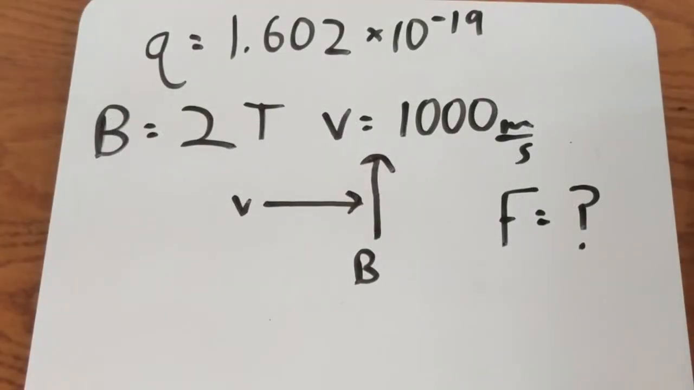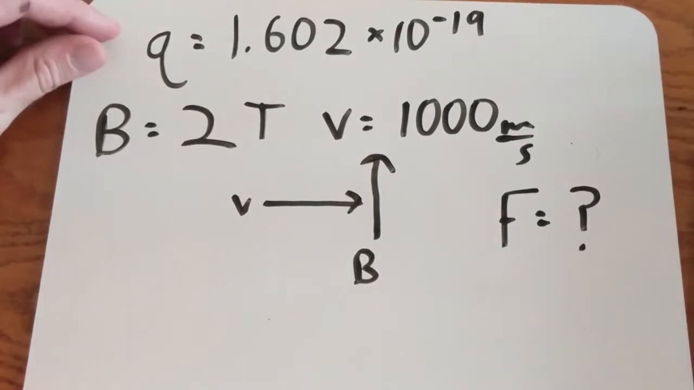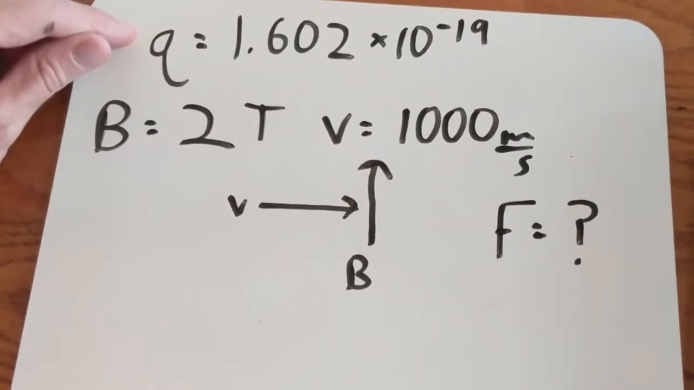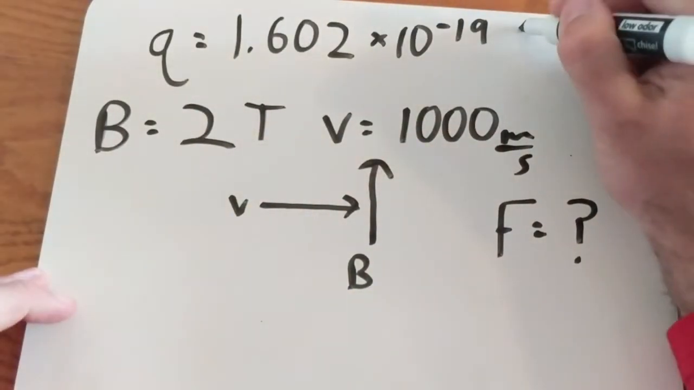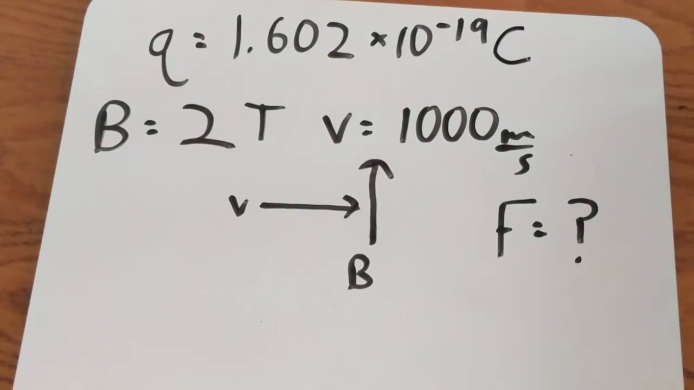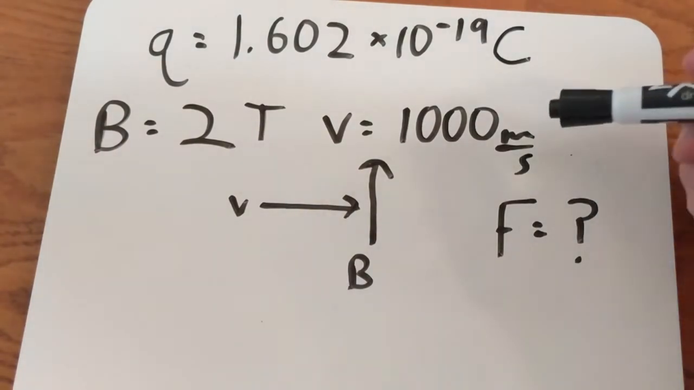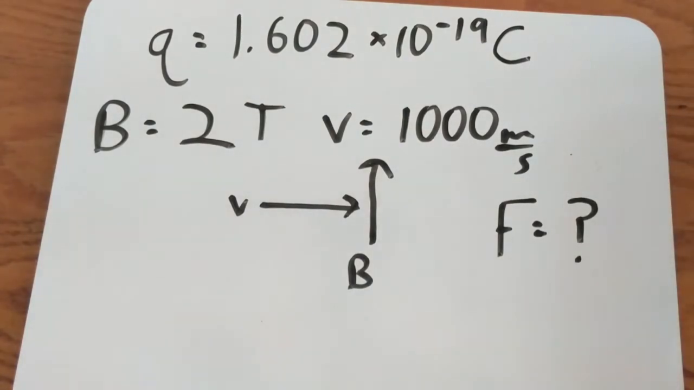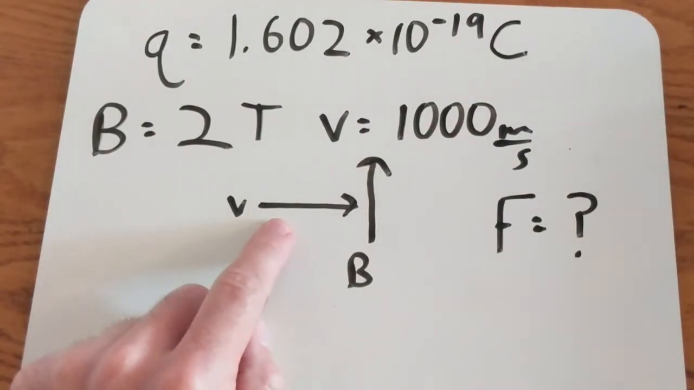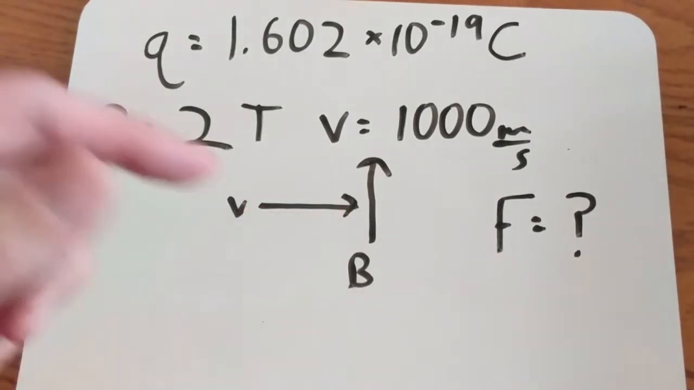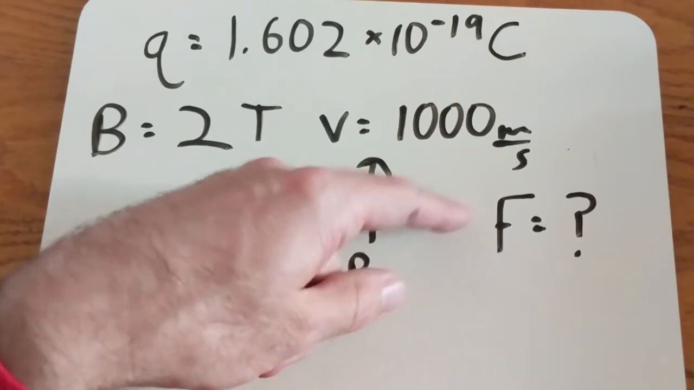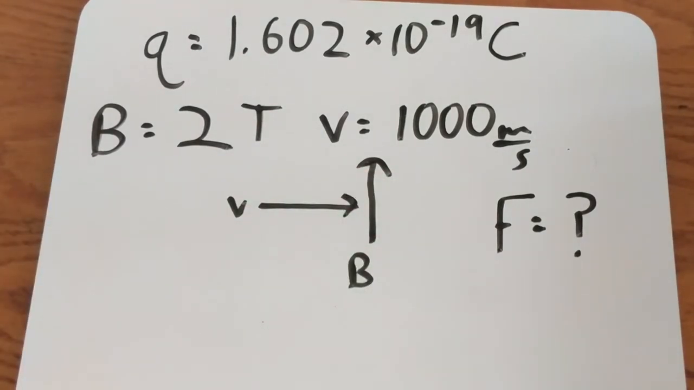Okay, so in our problem, we have an electron moving east, and there's a magnetic field directed north. How much force will it feel? So we have an electron. We have to know that Q is 1.602 times 10 to the negative 19 coulombs. It says there's a magnetic field of 2 Teslas, and the electron is moving 1,000 meters per second. It also tells me that the velocity is east and the magnetic field is north, and those two things are perpendicular, so this thing will experience a force, which is what we want to know. Then we can just plug in some numbers.